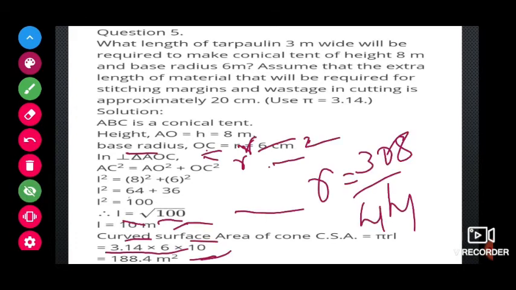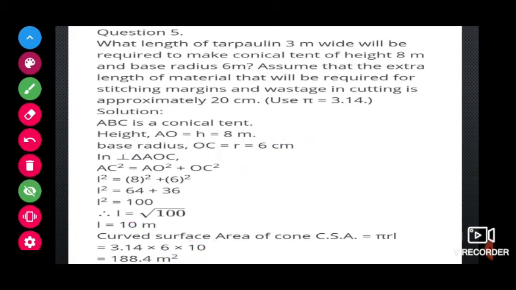Next children, what length of tarpaulin 3 meter wide will be required to make a conical tent of height 8 meter and base radius 6 meter? Assume that the extra length of the material that will be required for stitching margins and wastage in cutting is approximately 20 centimeter. So we have to take that extra 20 centimeters required for the tent. And first we have to find what is the total area required.